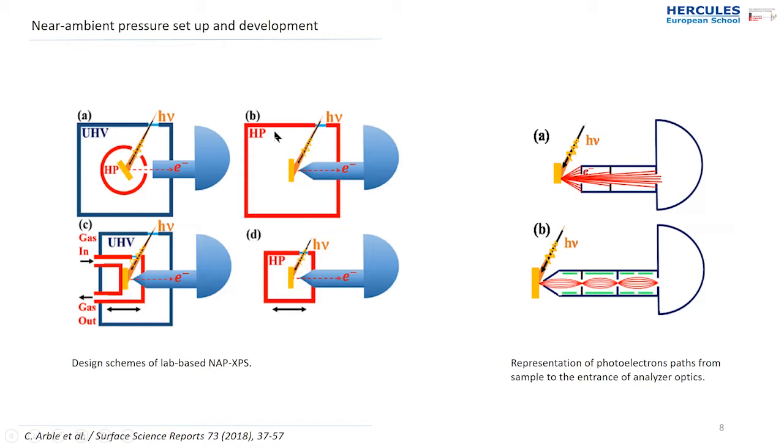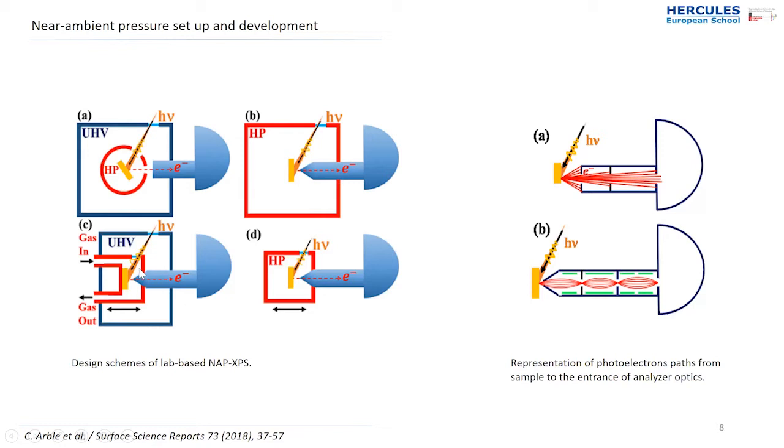The next stage was that the whole chamber was at high pressure. There was a special window for the X-ray coming in, and you brought the analyzer optics closer to the sample. So photoelectrons escaping the surface, surrounded by the gas, can escape. And of course, after several interactions with the gas molecules around them, the electrons can move to the analyzer through the optics.